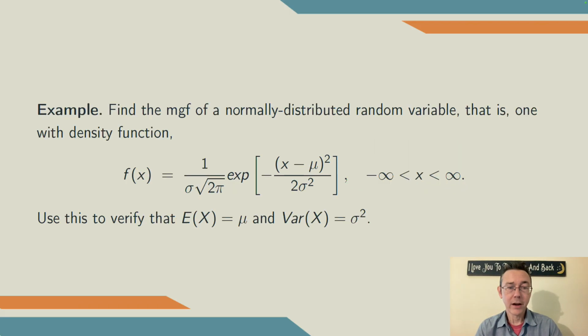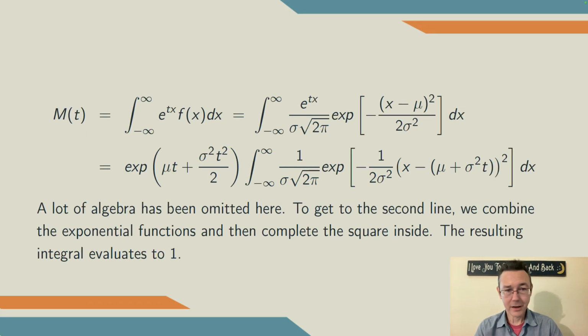Find the moment-generating function of a normally distributed random variable, that is one with this density function, on all of the real numbers, and then use that MGF to verify the expected value of such a random variable is mu, and the variance is sigma squared. So it's another kind of nasty calculation. We're integrating e to the tx times the probability density function, this time over all of the real numbers.